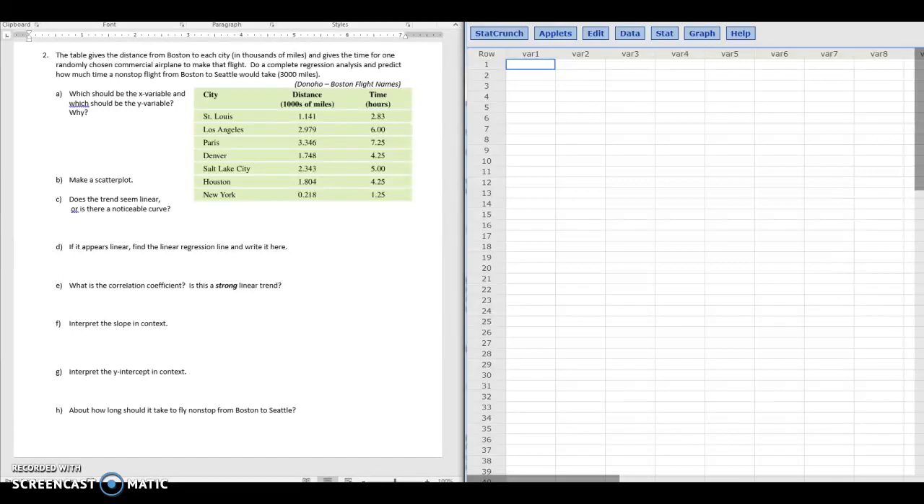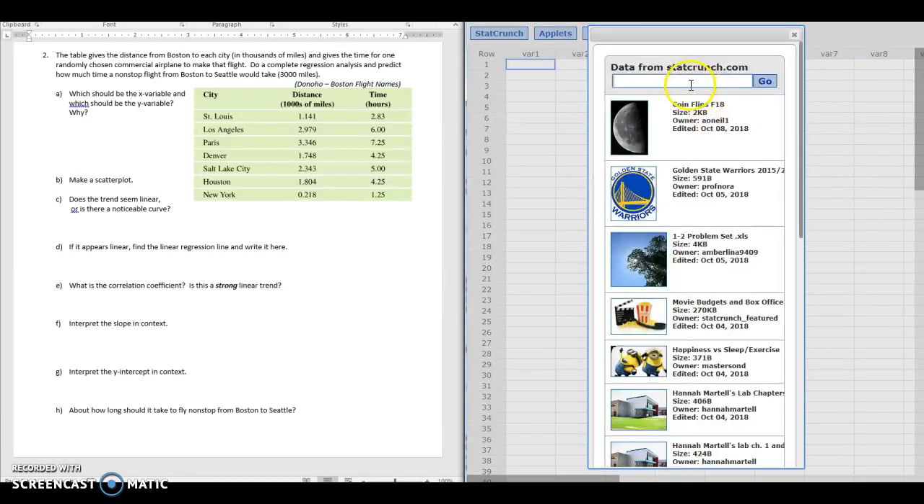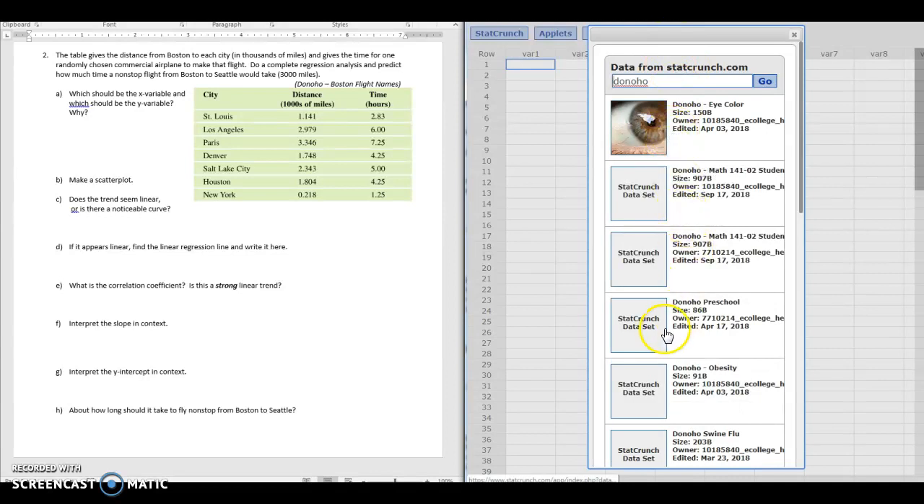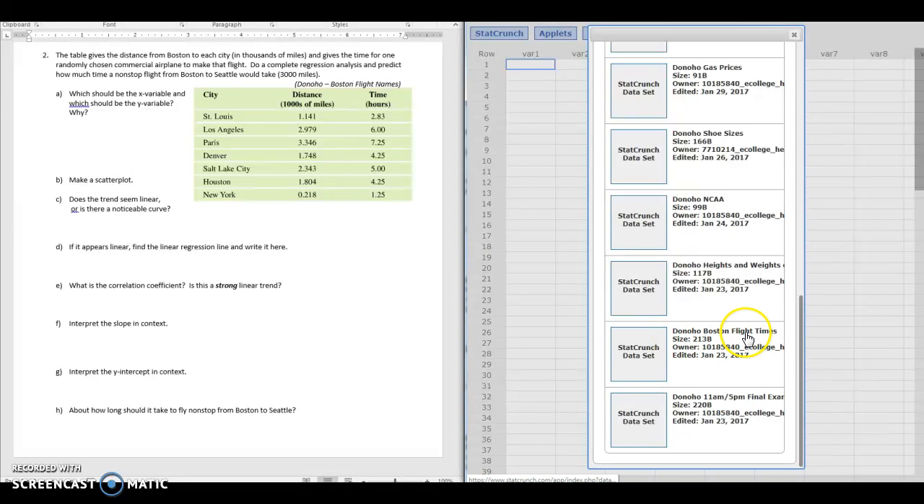Okay guys, let's finish up our 4.3 notes here. So we need to open up StatCrunch, and I've saved this data and shared it with you under my name, Boston Flight times. To load shared data, we go under here. You can search my name, and then you can find the appropriate one. On here it's named correctly, Donahoe Boston Flight times.